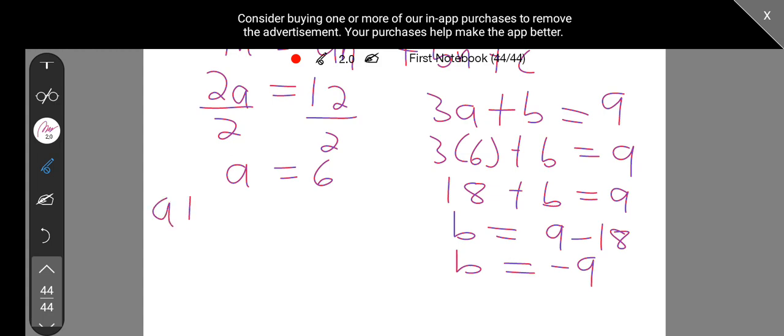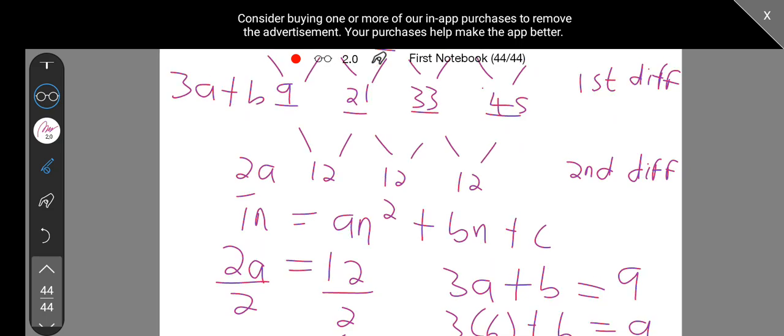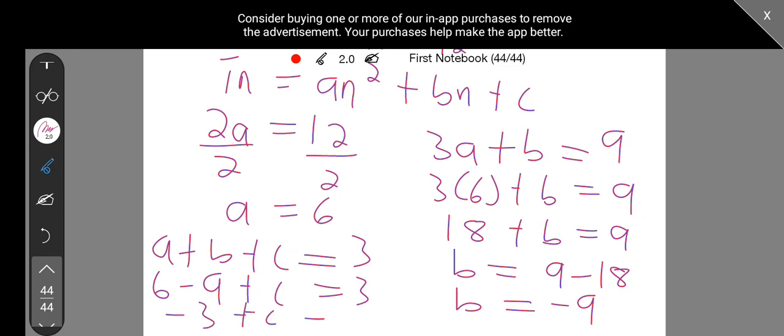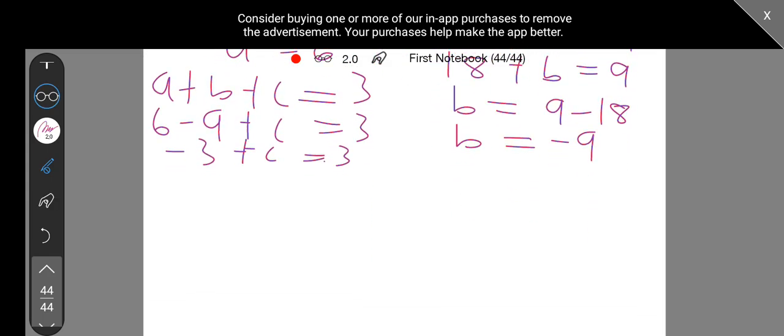And we're going to say that a plus b plus c is equal to the first term in the given sequence, that is 3. So a plus b plus c is equal to 3. A is 6, b is minus 9, plus c is equal to 3. So what is 6 minus 9? That is minus 3. Minus 3 plus c is equal to 3. We are now going to add the like terms. We say that c is equal to 3 plus 3, and at the end, our c is equal to 6.